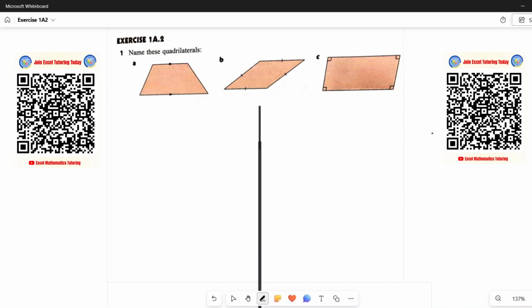Hi everyone. So today we are going to discuss Geometry Exercise 1A Part 2 of the chapter. Now moving to the first question. Here the first question says, name these quadrilaterals.